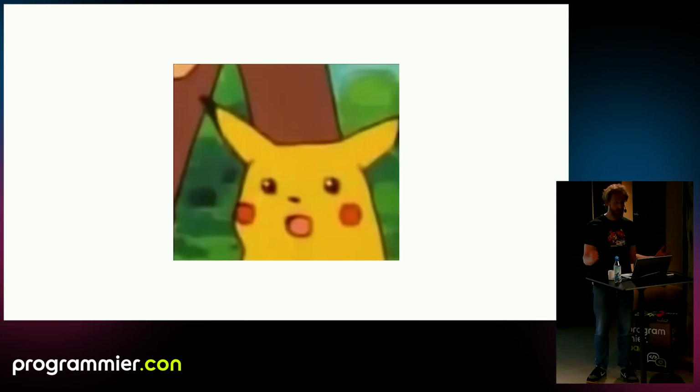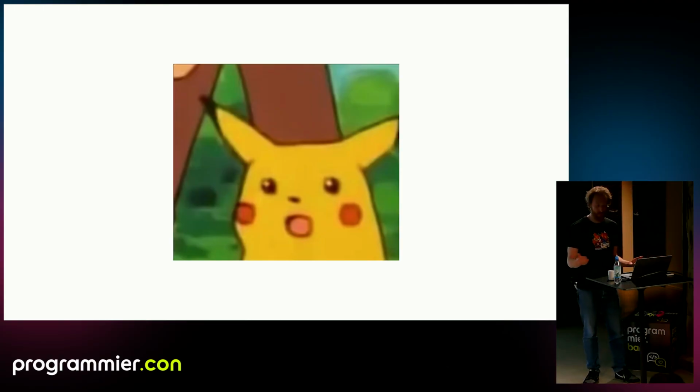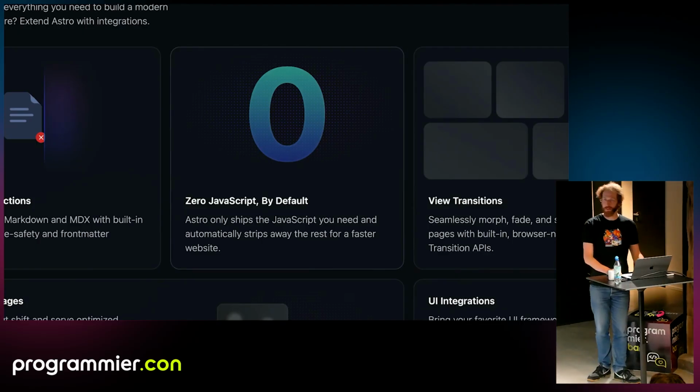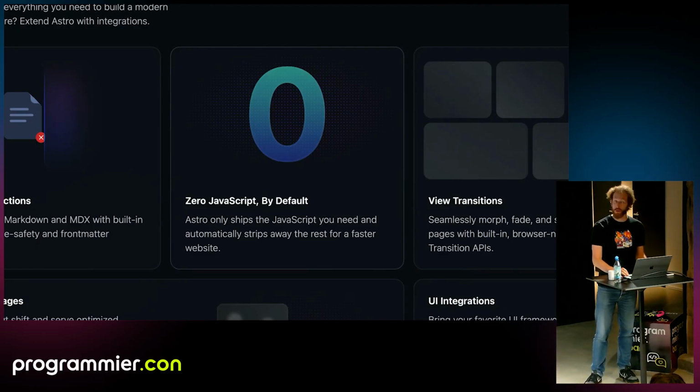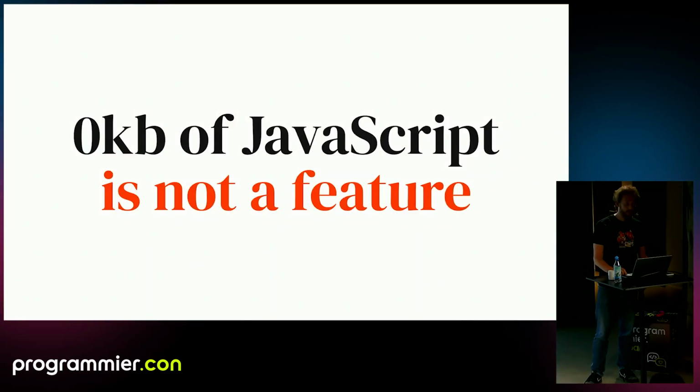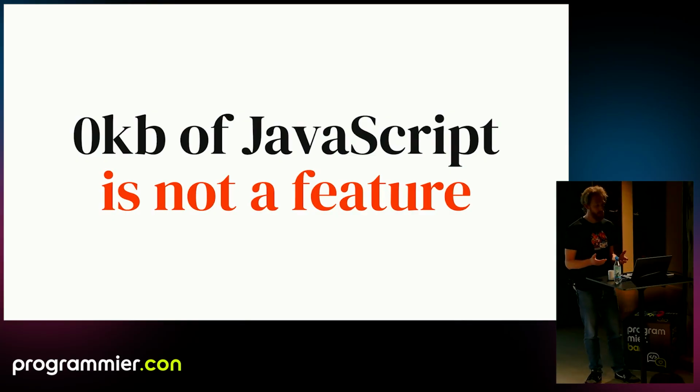I know, right? Surprise Pikachu face. Performance is one of the things that Astro is known for. It ships 0 kilobytes of JavaScript by default. It says so right on the homepage. But you know what? 0 kilobytes of JavaScript is not a feature. Lighthouse scores are not a feature. The feature is how it feels to use the app.